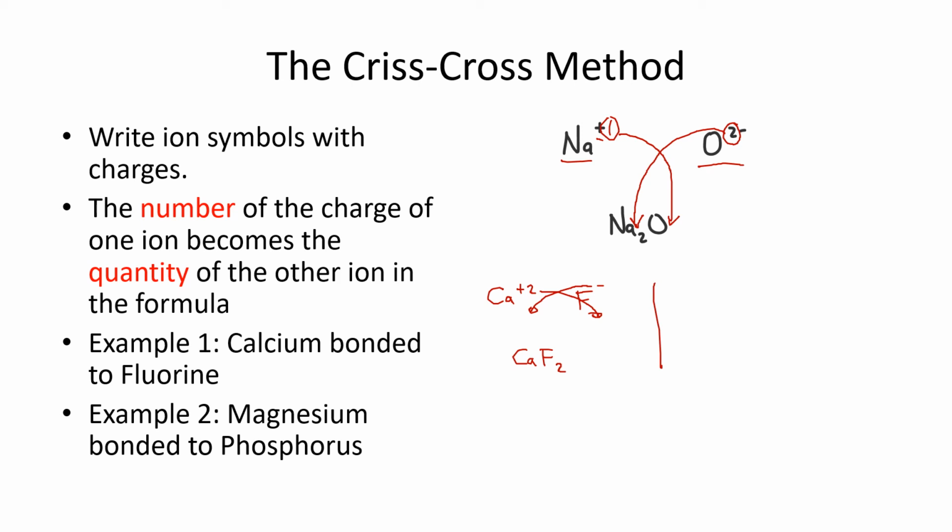For magnesium and phosphorus, if you look at where magnesium is on the periodic table, it's +2 as well. Phosphorus is in group 5, so it gets a -3. And so you're going to cross the 3 over to the Mg and the 2 over to the P. Remember, don't cross the charge values, the pluses and the minuses, just the numbers. So this one becomes Mg with the 3 and phosphorus with the 2.